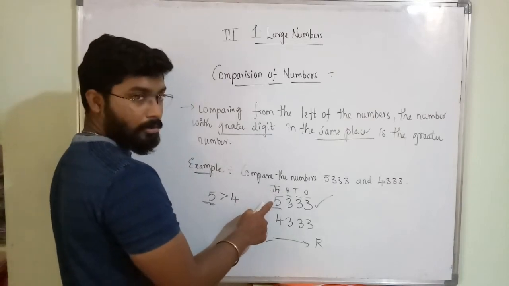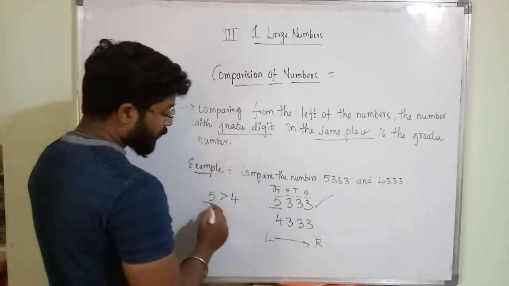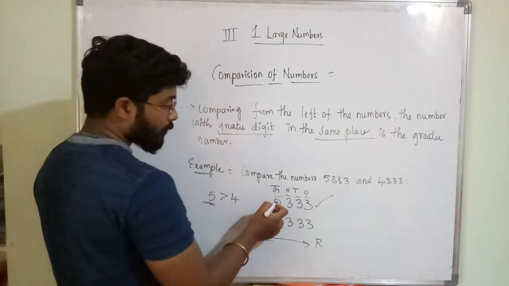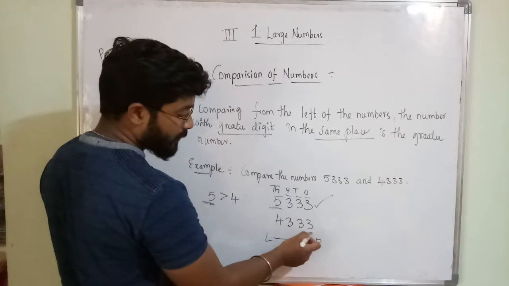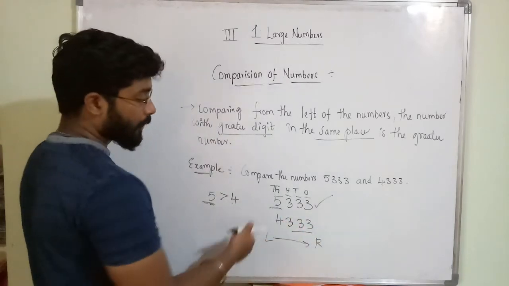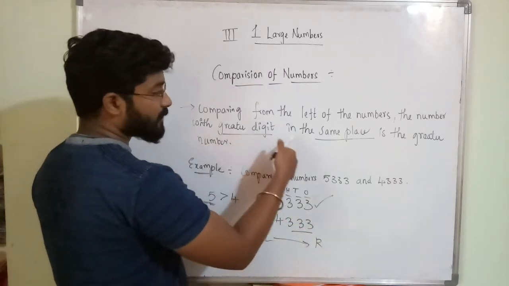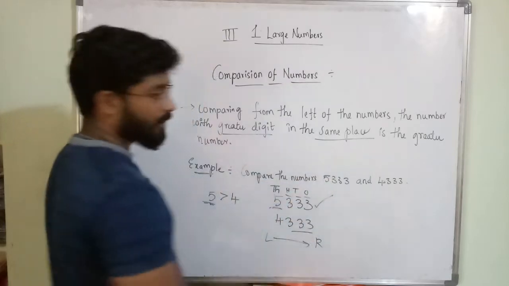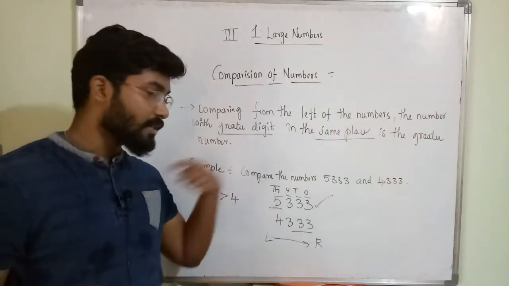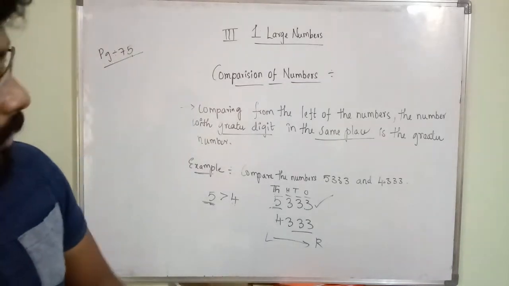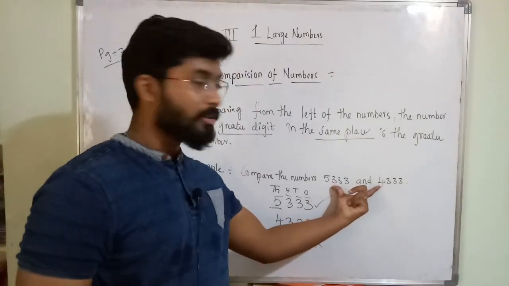Which one is greater? 5 is greater than 4. You have 5 in the thousands place here, and here you have 4 in the thousands place. These three digits are common in both of them. So the number with the greater digit in the same place is the greater number. This is the example. So 5333 is the greater number among these two.